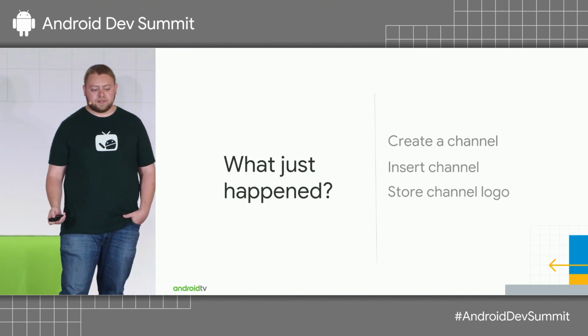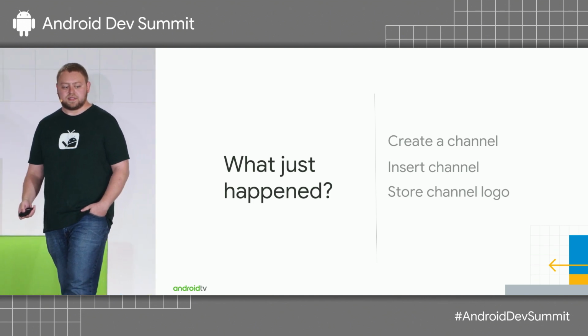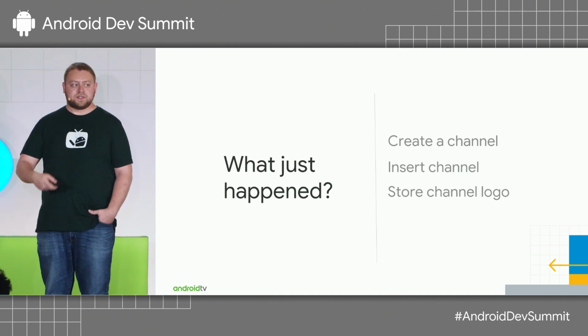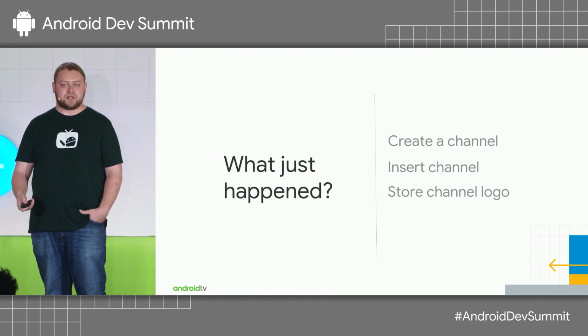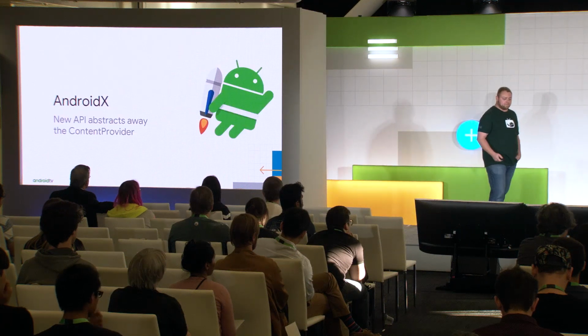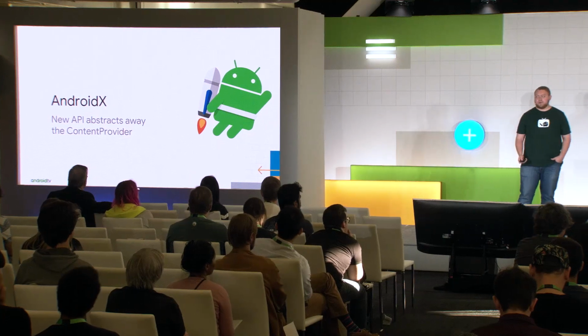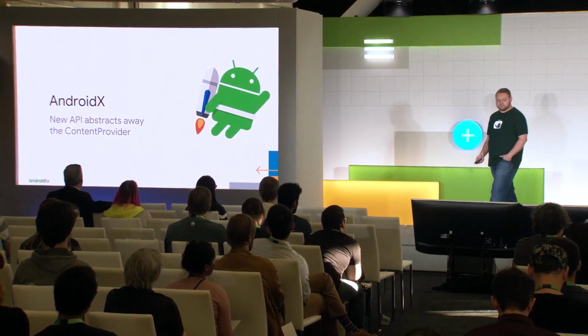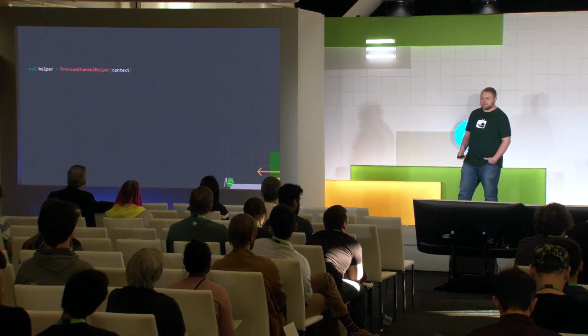So what just happened? We created a channel, we inserted it, and we stored a logo. So we really did 2 things with the home screen: insert the channel, store the logo. So as of AndroidX 1.0.0, we have a new API. This API looks very similar, with small differences.